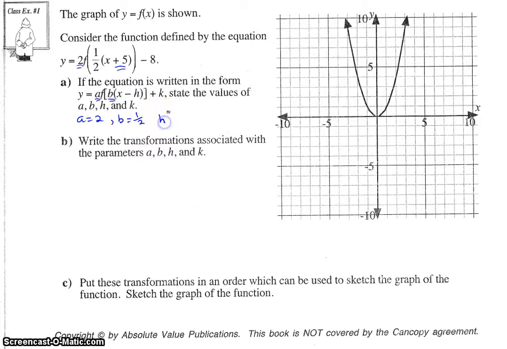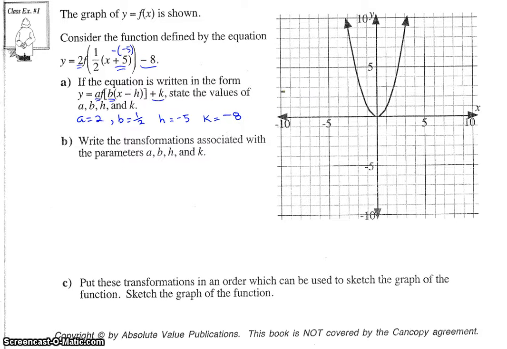H, now normally this sign is negative, inside the brackets. So if we compare to this equation, that sign changed to a positive. So it must have been minus -5. So our value of h would be -5. And our k value, which they've got placed here, we just read off as -8. And there's all our values.